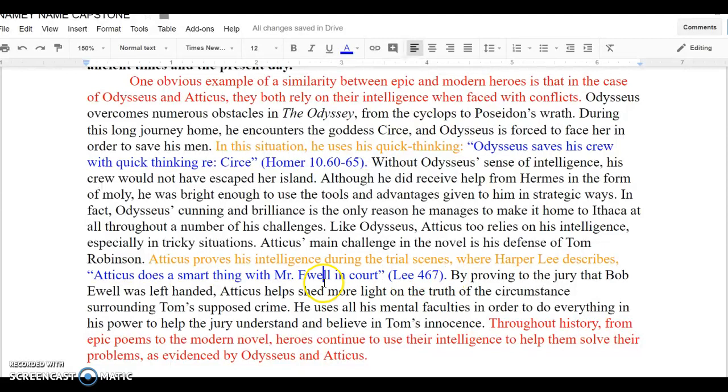Now, if you have periods in your quotes because it's multiple sentences, that's fine. But otherwise, there should only be one period at the end. Okay? So go ahead and pause the video, do your color coding, and then come back. I'm going to tell you what we're going to do with the color coding.